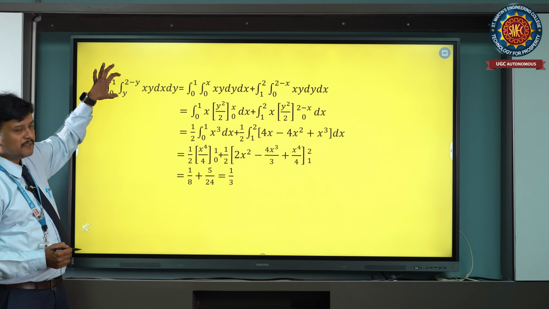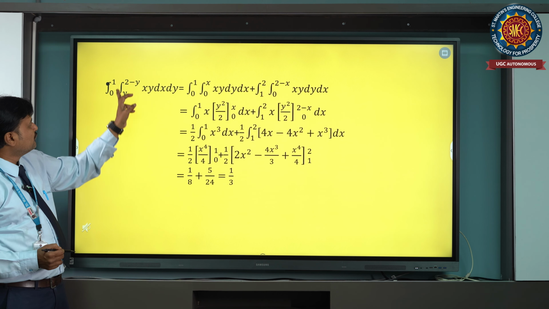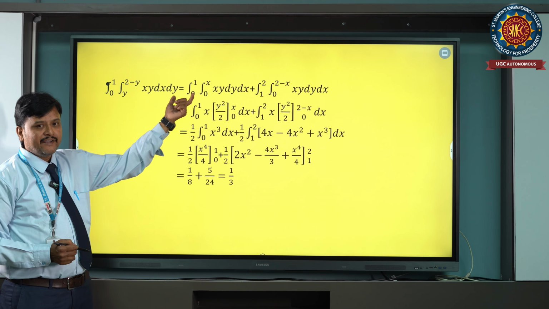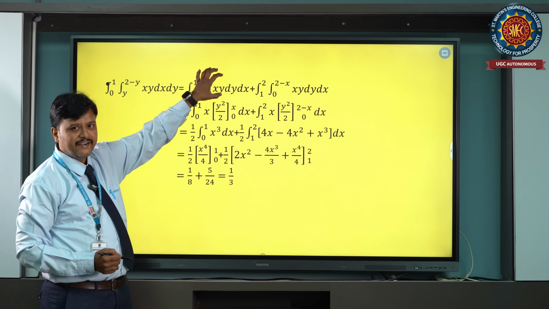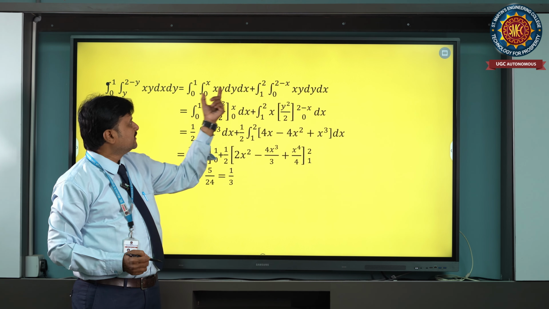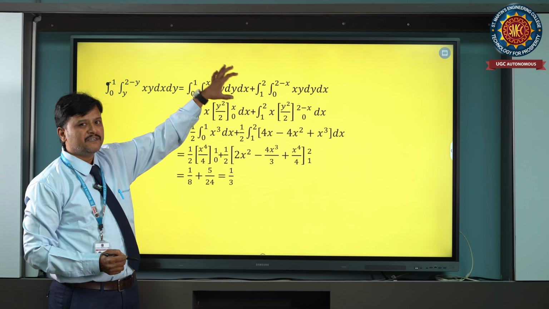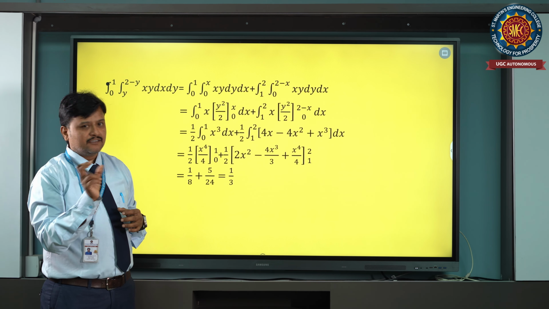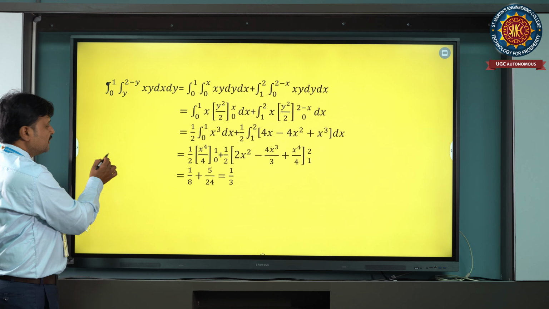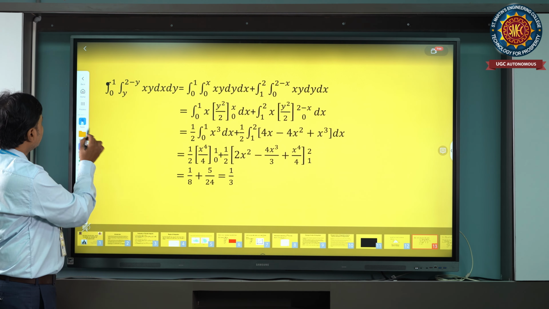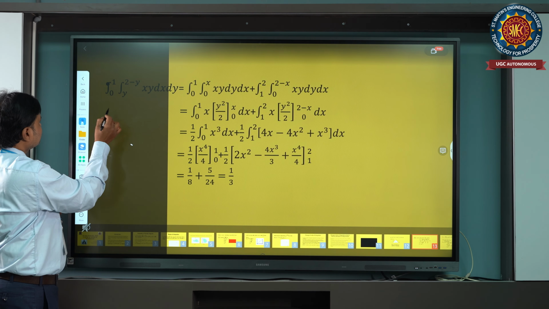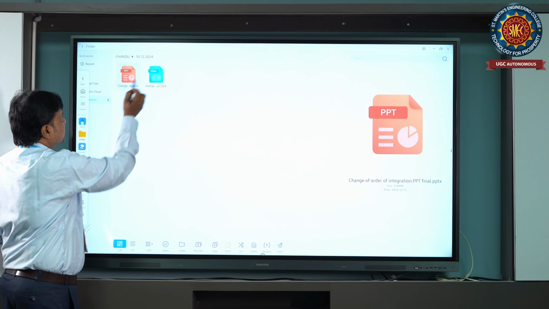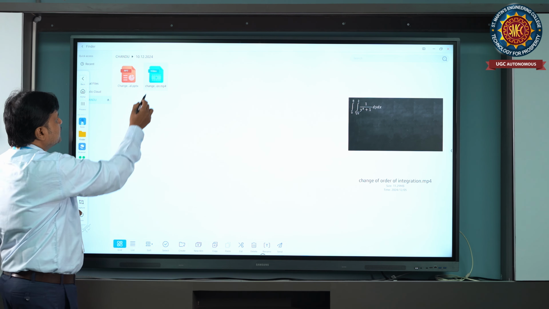These are the old limits, the given limits: 0 to 1, y to 2 minus y, xy dx dy. This is for region D1, and this is for region D2. These are the new limits. By taking the new limits, we can evaluate the double integral by using the evaluation process. Now I will show you one video regarding evaluation of change of order of integration. You can see this video.